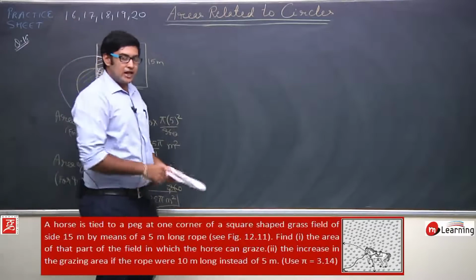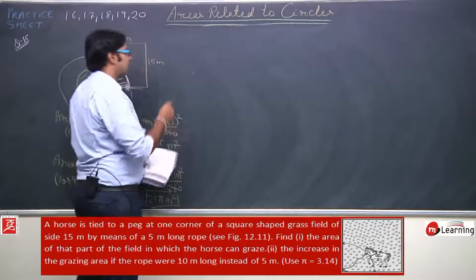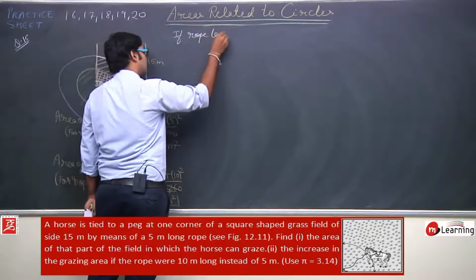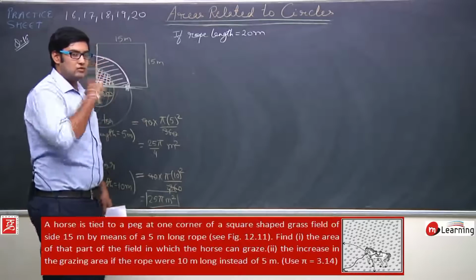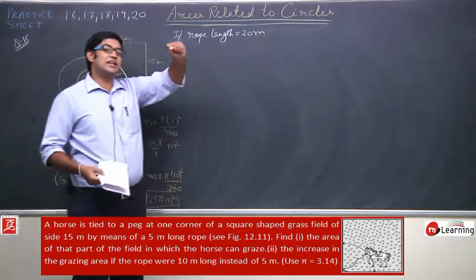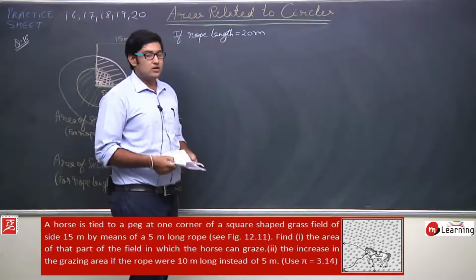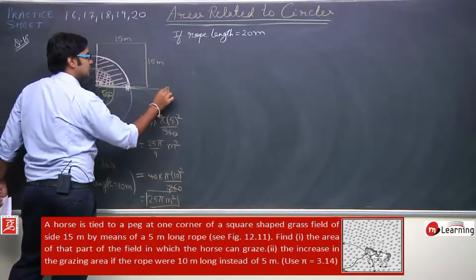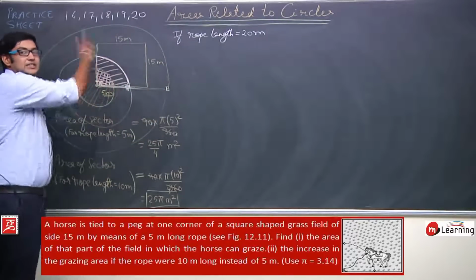Now imagine, let us add some more puzzle in this question. What will be the area if rope length becomes 20 meters? How much area will this horse graze on this field if the rope length is 20 meters? You will say that the horse can move from this point to 20 meters, so the horse can travel this much distance.